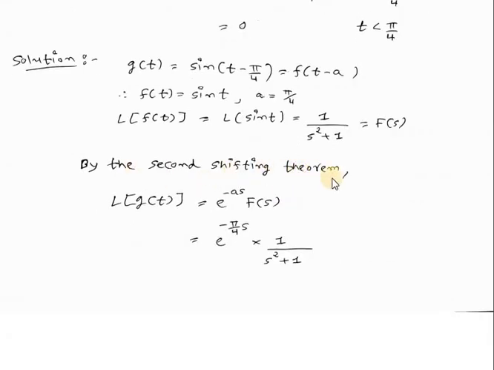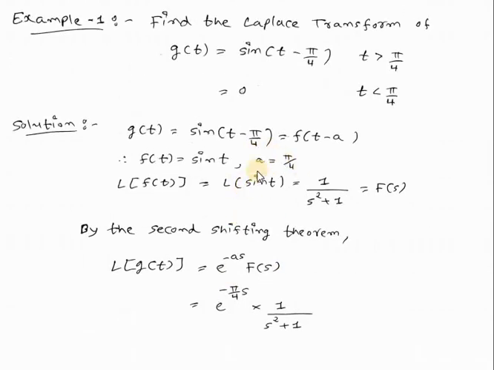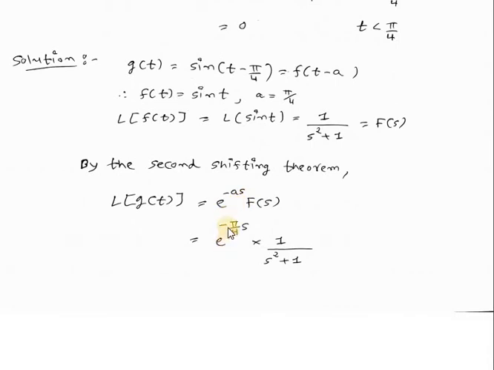Now by second shifting theorem, Laplace of g of t is equal to e raised to minus as into f of s, and here a is pi by 4, therefore it will be e raised to minus pi by 4 s into 1 divided by s square plus 1, because f of s is 1 divided by s square plus 1. So this is our final answer.